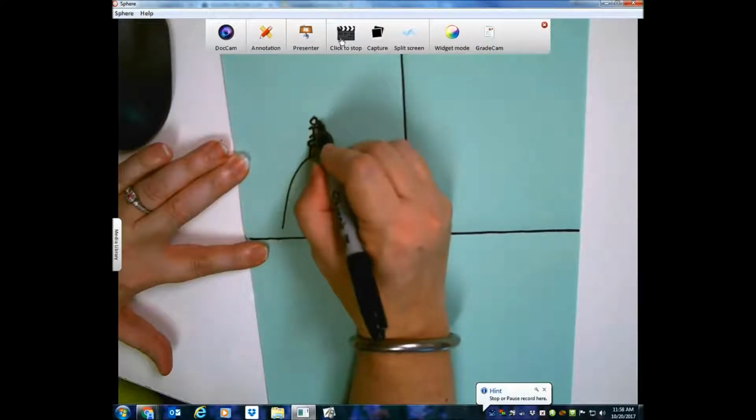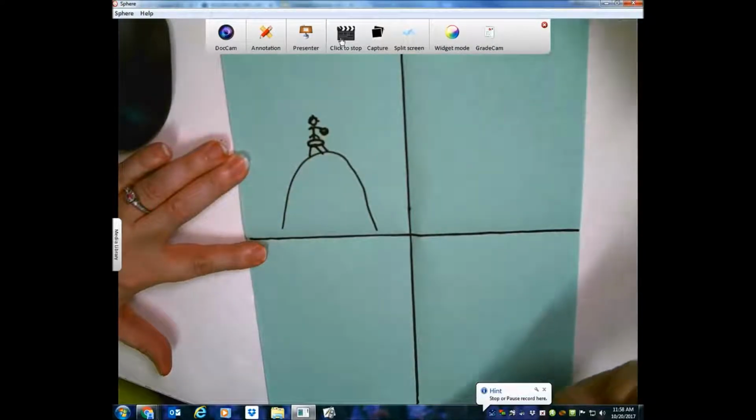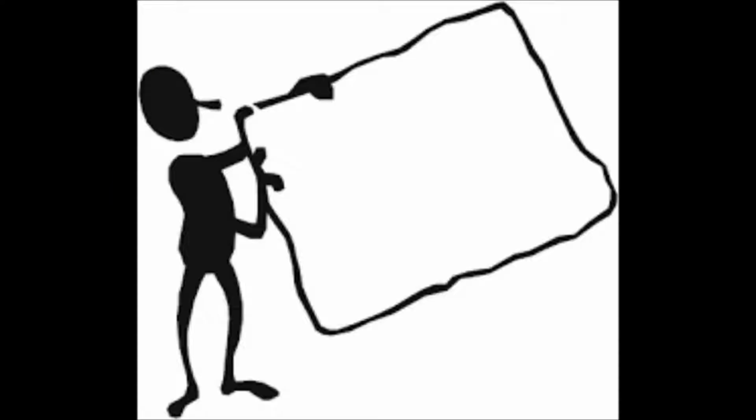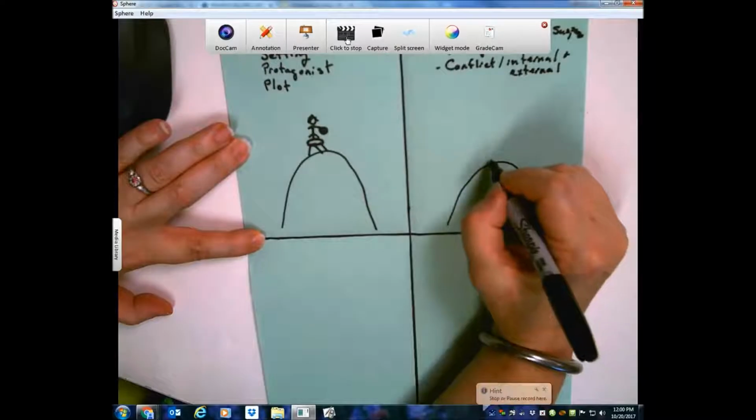So I draw Little Miss Muffet. I have her eating her curds and whey, and so we talk a little bit about what that is, which is always fun because it grosses out the kids. And that's where you can actually introduce your exposition, because that's where you meet the protagonist and you figure out what the plot is and you figure out what the setting is, and you get all that part done. That all goes in the first square.